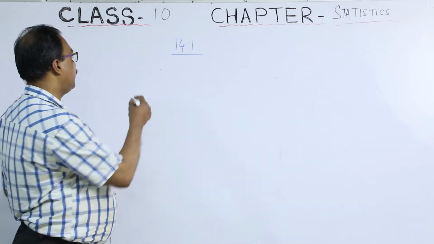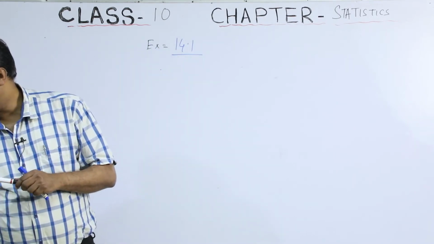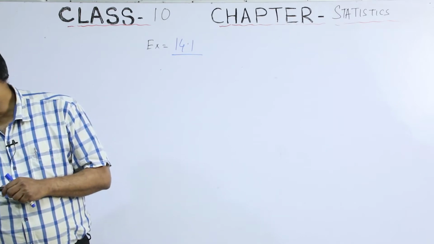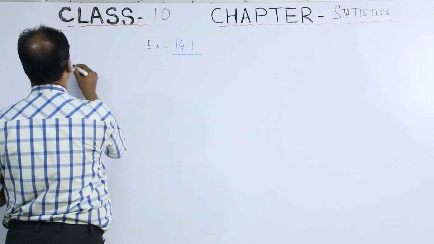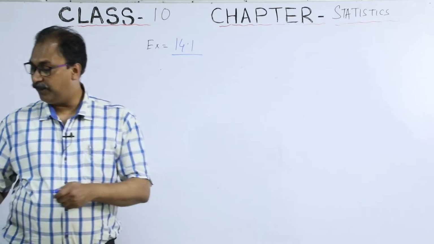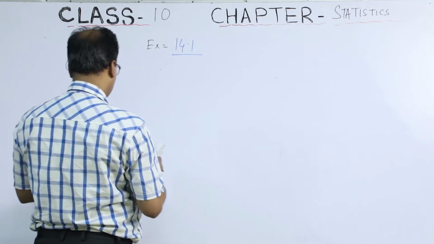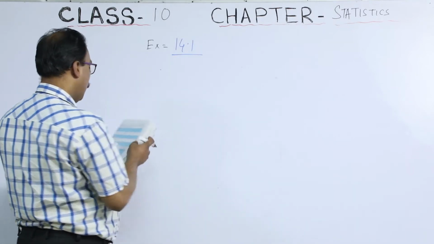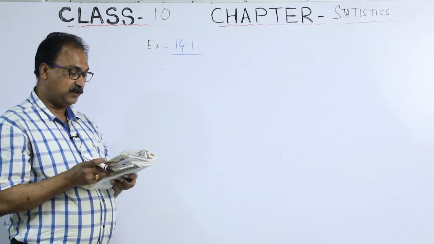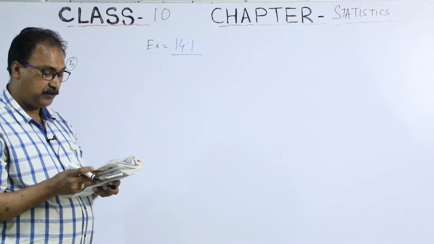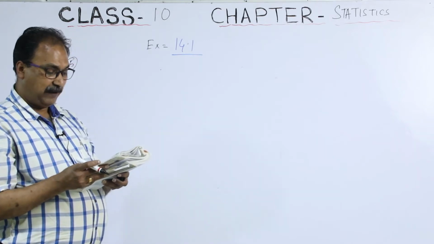So today, exercise 14.1, which question number will we do? Say, for example, question number 5, okay. In question number 5 the question is like this: in a retail market, the fruit vendor was selling mangoes kept in packing boxes. These boxes contain a varying number of mangoes. Following is the distribution of the mangoes according to the box. Find the mean of the mangoes kept in a packing box.